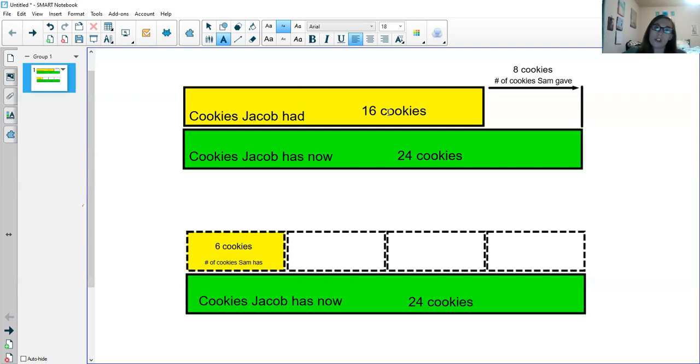So we used our join strip diagram to find out how many cookies Jacob has now after Sam had given him 8 cookies to Jacob's original 16. And then we used our multiplicative strip diagram to find out how many cookies Sam has now after we were told that Jacob now has 4 times more cookies than Sam. And we found out that Sam has 6 cookies, and we know that when you take 6 times 4, it is 24. And there we go.